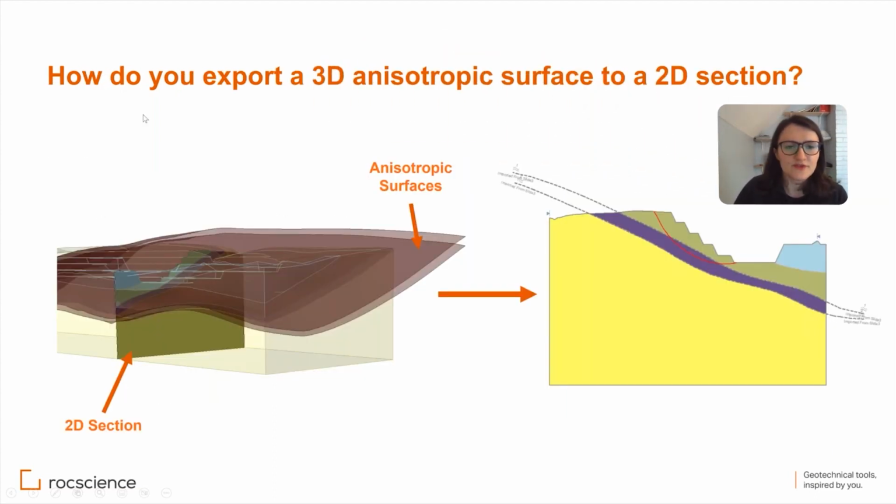Okay, so a lot of our customers have asked us to be able to export 3D anisotropy to 2D. So how do you do that? Say you have this 3D model. It has two anisotropic surfaces shown here, these purple ones. And this is my 2D section, which I want to export to 2D. At first glance, when I export it, I would expect it to look something like this. The gray lines are now my two-dimensional anisotropic surfaces. But is it as simple as that?